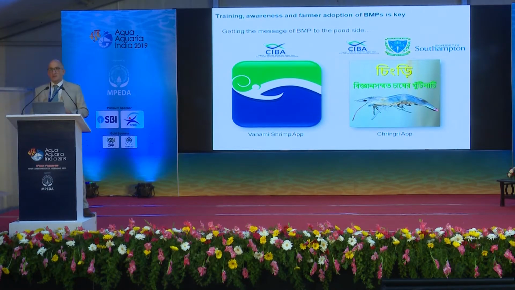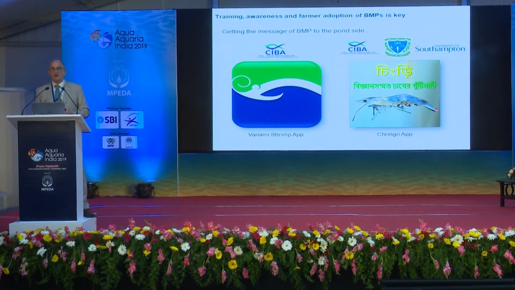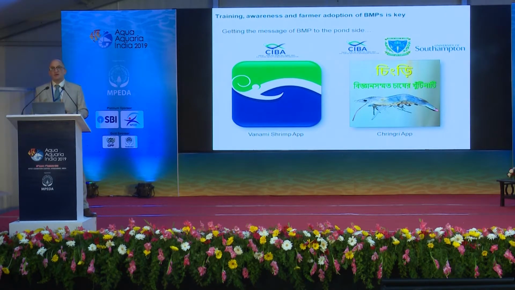But how do we get this message of better management practice out to farmers? As part of the work that SEBA have done with other institutes, they've produced a phone app, this Vaname Shrimp app, which can be downloaded onto your mobile phone. And I know perhaps many of you already downloaded this. So far this has been downloaded over 10,000 times globally. And this provides farmers at the pond side with smartphone technology information on how to prepare their pond, how to stock their pond, how to grow their crop. Information that you perhaps already know, but it's there to have to hand at the pond side.